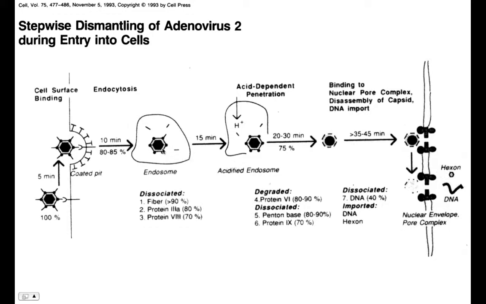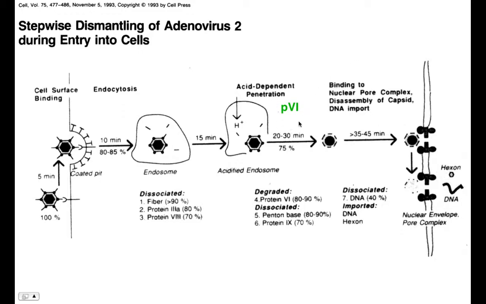This will go into an endosome. That endosome will acidify, which will cause these fiber proteins to break off, and it will eventually cause release of the virion, which will then be transported to the nucleus, bind to the nucleopore complex, and release its DNA into the nucleopore during the process of disassembly.